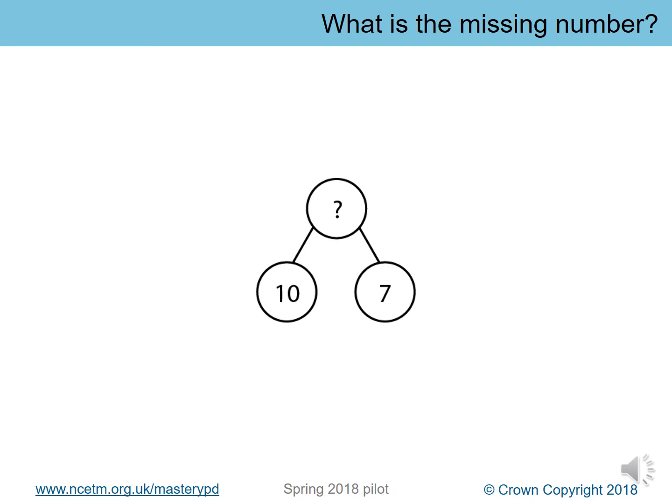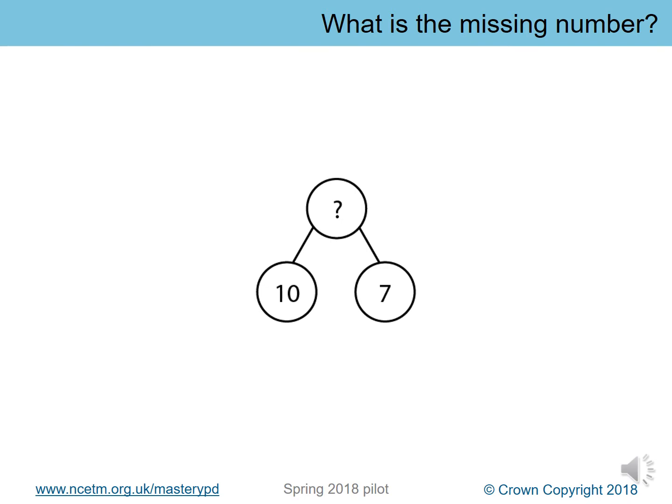So we've got my cherry diagram here and I've got my parts. One of my parts is 10 and one of my parts is 7. So I need to work out what the whole is. We looked at partitioning the other day with 10s and 1s. So today it's in a cherry diagram.